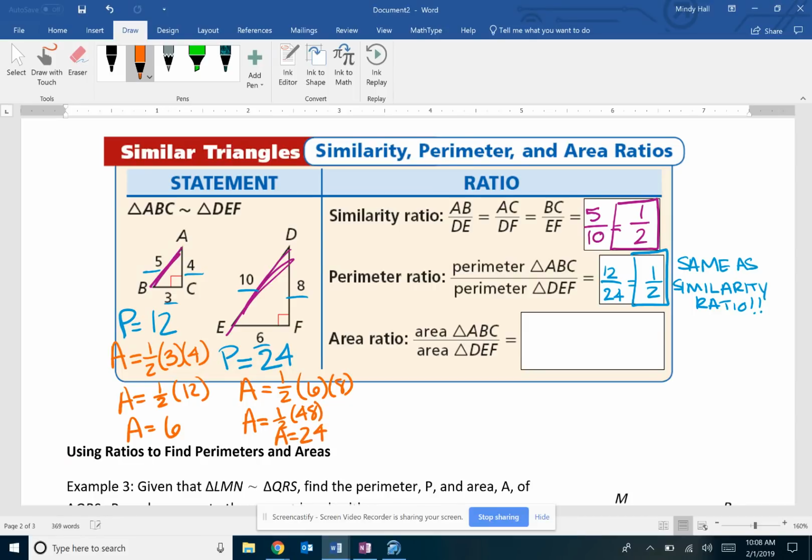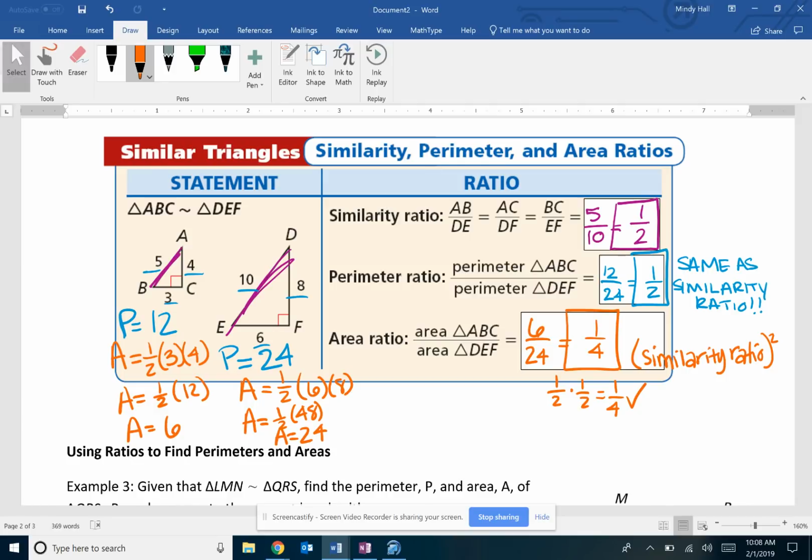So setting up the ratio for areas, we would have 6 over 24, which would simplify to 1/4. If you notice, it does not match the other ones. The area ratio is actually going to be your similarity ratio times itself, or the similarity ratio squared. So similarity ratio squared. And notice 1/2 times 1/2 is 1/4. So that just kind of proves it to you. Okay, so the similarity ratio will be the same as your perimeter ratio, and your area ratio will be that similarity ratio squared.